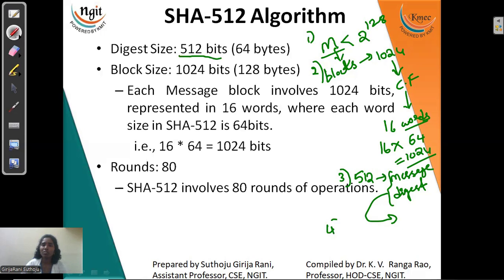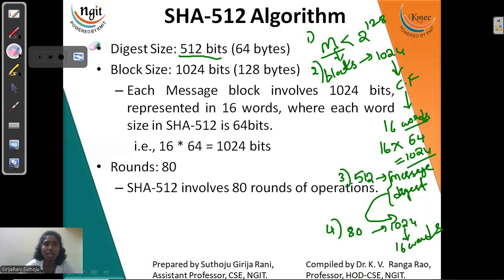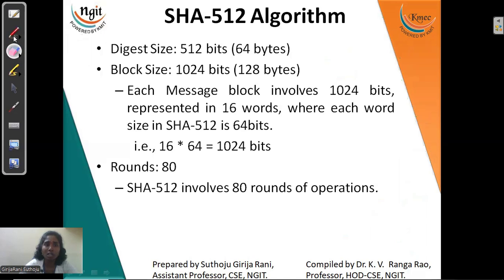The fourth point we should know about SHA-512 is the number of rounds it takes. So 80 rounds of operations will be performed on every block of 1024 bits, by converting the 1024 bits into 16 words format. So this is the basic introduction of our SHA-512 algorithm.